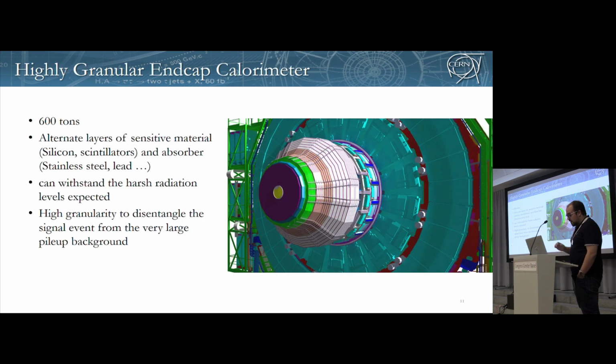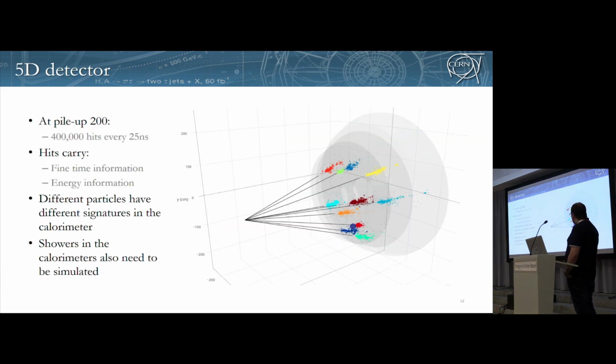Then, furthermore, we are also upgrading our detectors with this highly granular endcap calorimeter, which is 600 tons. You have sensitive material, silicon, stainless steel as an absorber, and lead. So basically, what we will find out is that this detector is a 5D detector. 5D means that this is the dream of every particle physicist. You can see the particle entering the calorimeter and showering and producing every single signal in each layer. And not only that, each single 3D hit also has time and energy information. So it's really a 5D detector.